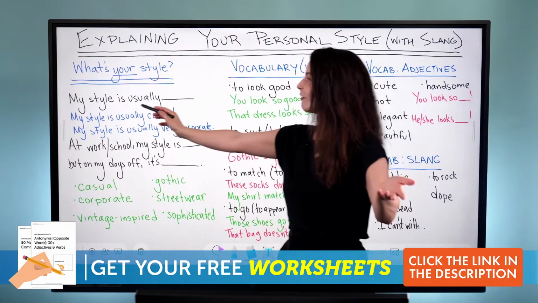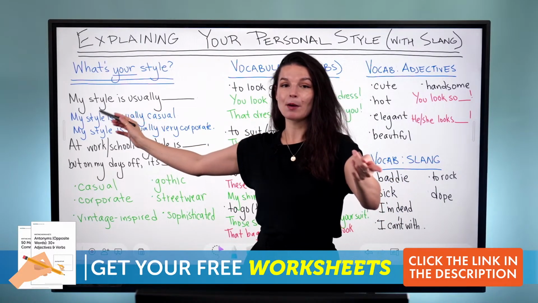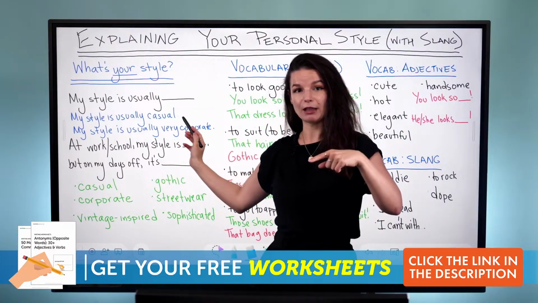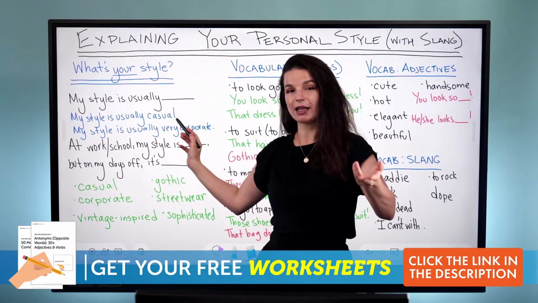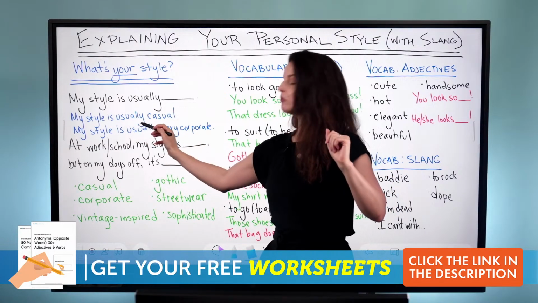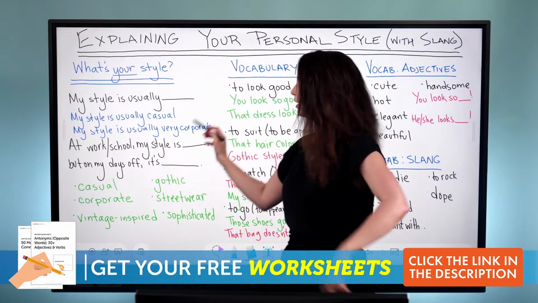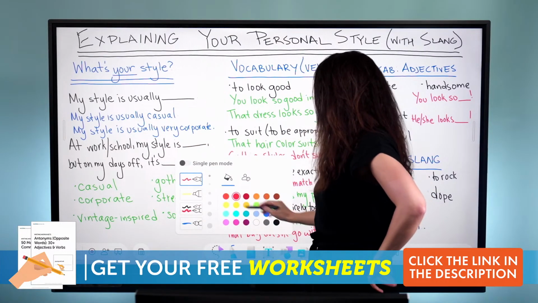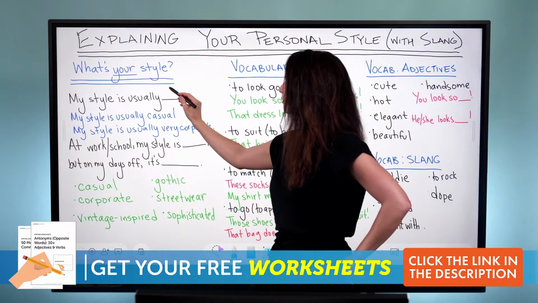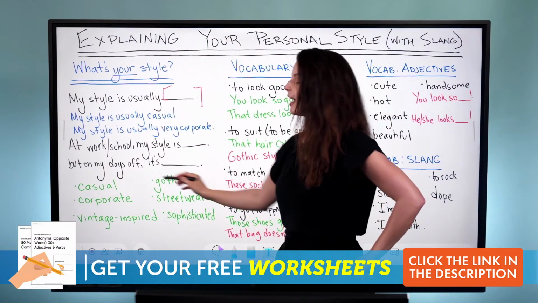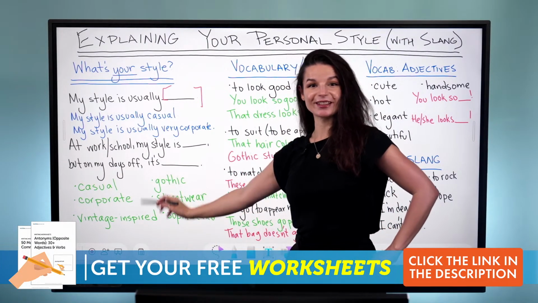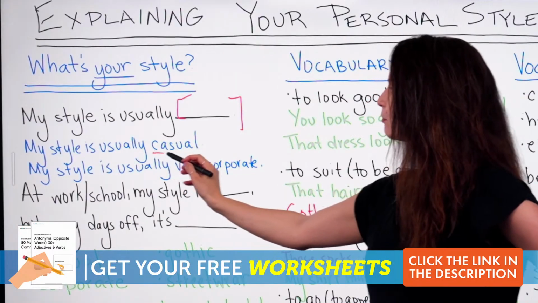So this is the first pattern I want to practice. My style is usually blank. For example, my style is usually casual. So in this blank here, we want to use an adjective. I have some examples here in green, okay? My style is usually casual.